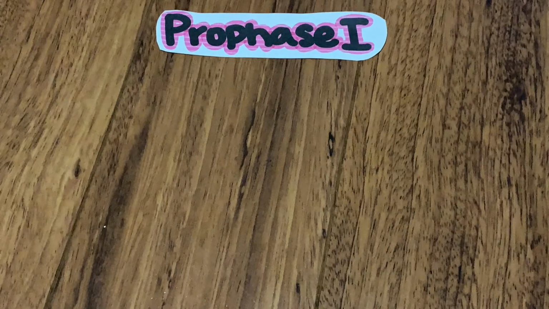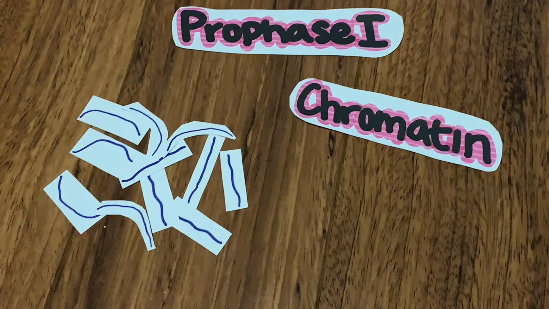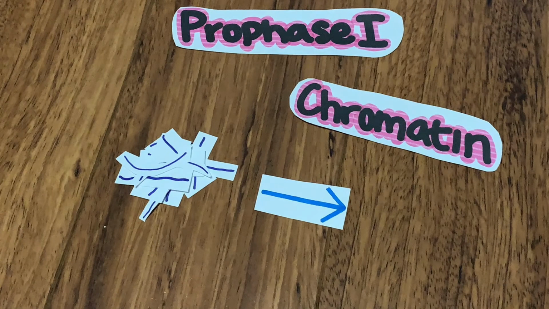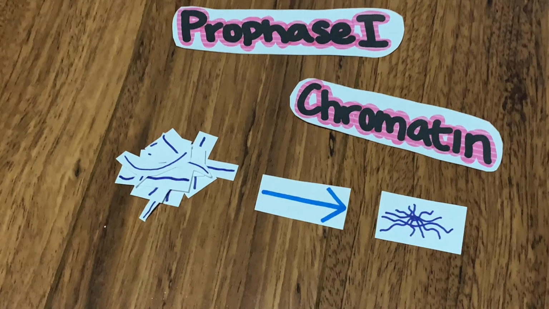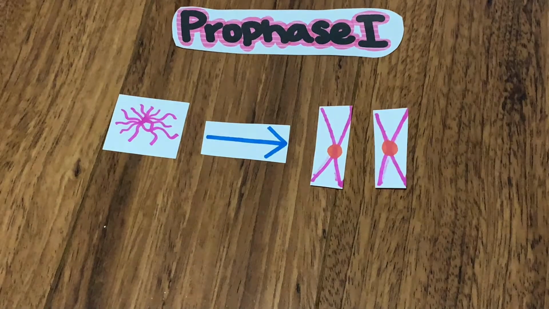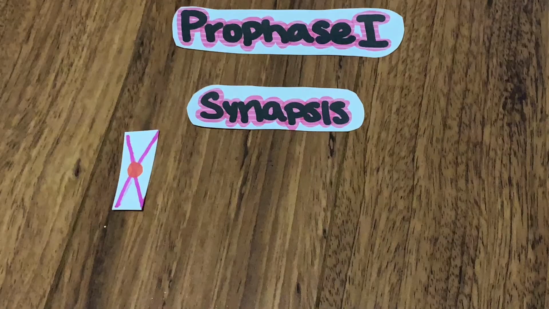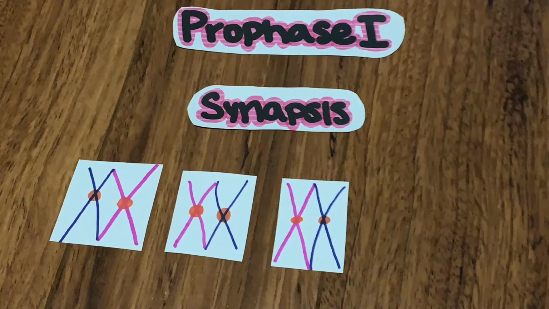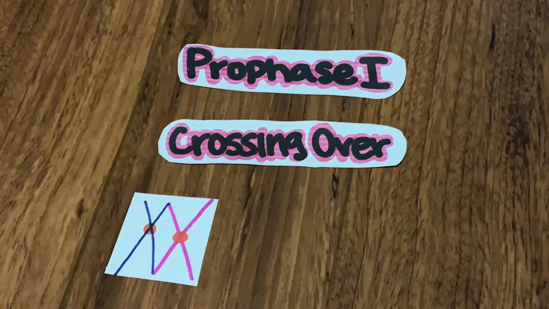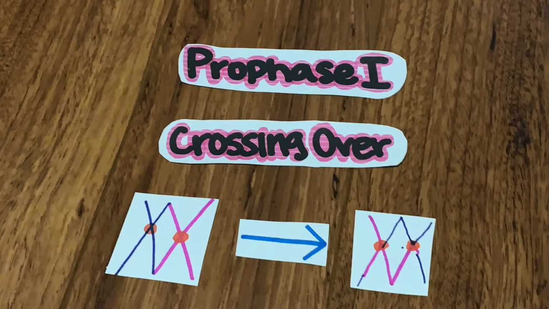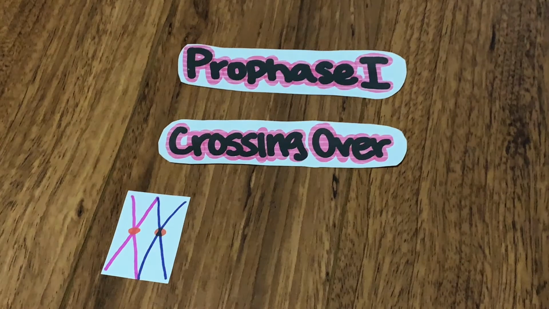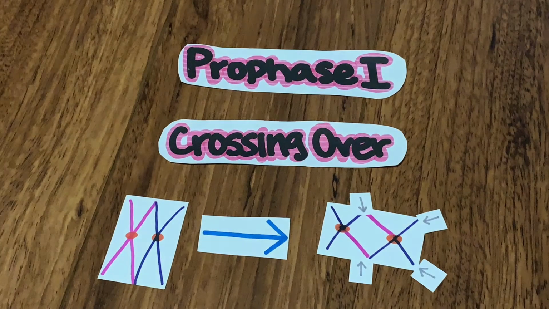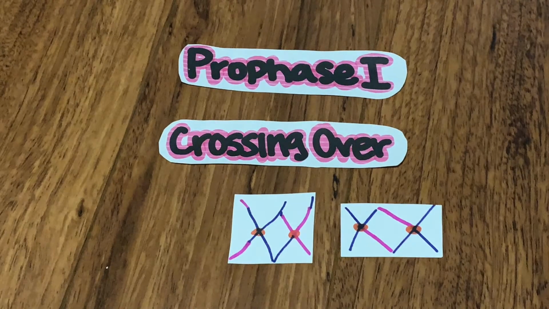First off, the cell has to go through prophase 1. This is where the chromatin condenses and eventually becomes visible chromosomes inside the nucleus. Once the chromatin condenses, a process called synapsis will occur where the newly formed chromosomes pair homologously. Afterwards, the chromatids exchange maternal and paternal pieces with one another in a process called crossing over. As you can see with these arrows, each sister chromatid will contain maternal and paternal pieces after crossing over.